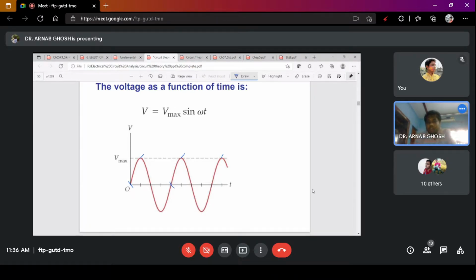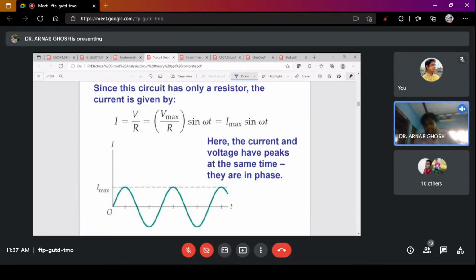Okay. Now this is about the voltage as a function of time. So you can see that when your omega t is equal to say 2 pi or pi, then the voltage at that point of time is equal to 0. When the time is 0, the voltage is 0. When it is in multiples of pi, then also the voltage is equal to 0. So this is how you calculate the voltage as a function of time.